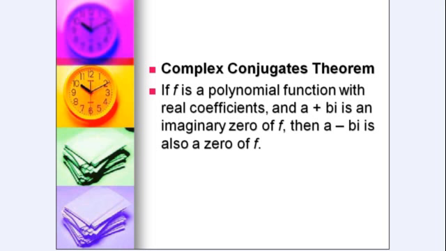Let's look at a couple more theorems. One theorem is called the complex conjugates theorem. If you remember, complex numbers are some real number plus or minus some imaginary number. And the conjugates, a plus bi and a minus bi, are considered to be conjugates of each other, one with addition, one with subtraction.